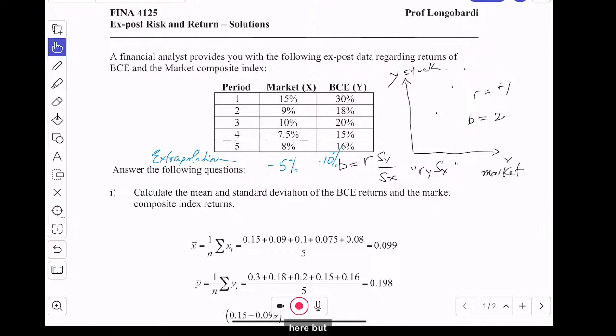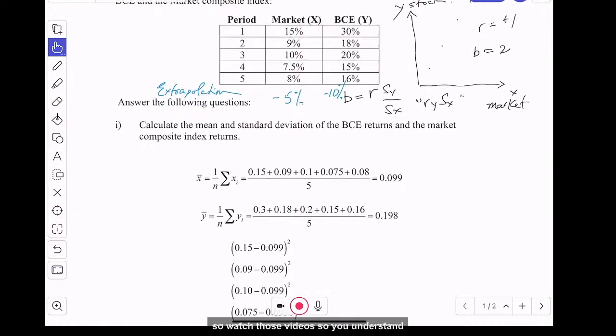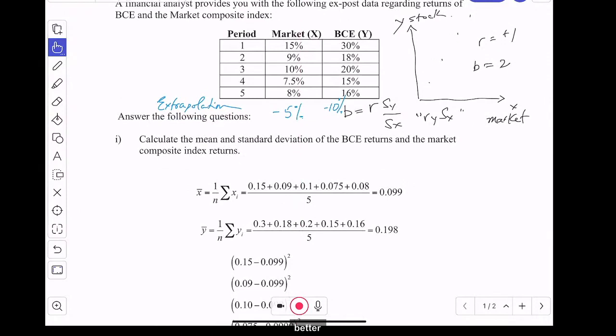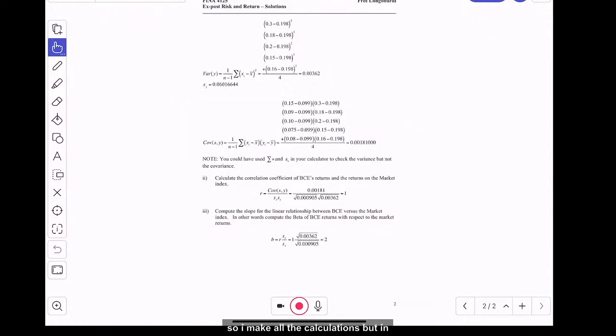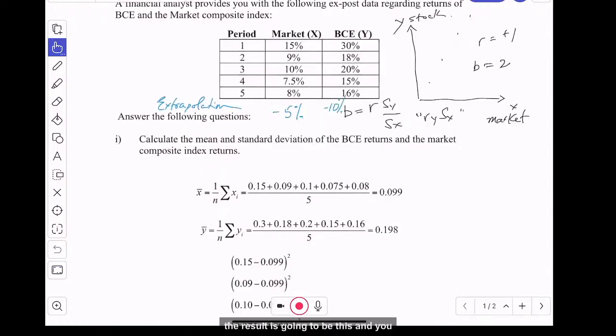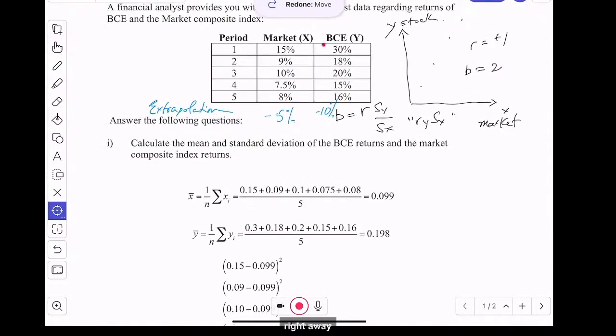Alright, so there's not a lot of you here, but watch those videos so you understand better what I'm talking about. So I make all the calculations, but in the end, the result is going to be this, and you can see it right away.